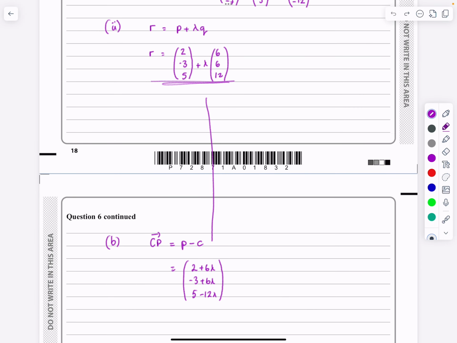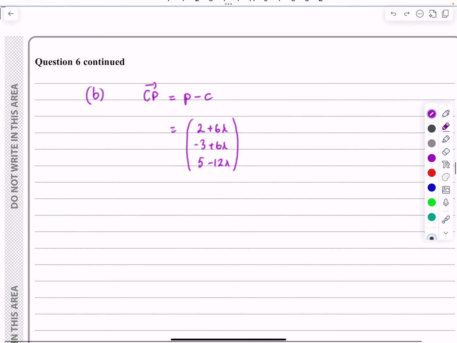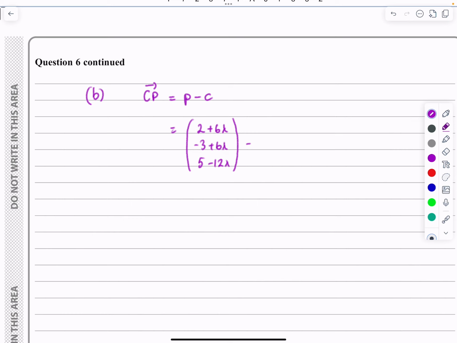Okay, so P is a general point on the line, so it can be represented by that, minus C, and C was 3, 5, 2. Okay, so if I actually subtract those away from each other, then I'll get CP in terms of lambda. So CP works out to be 6 lambda minus 1, 6 lambda minus 8, and minus 12 lambda plus 3.